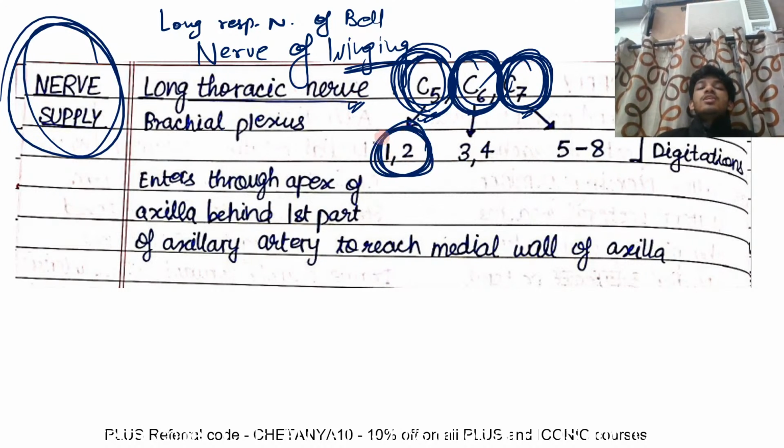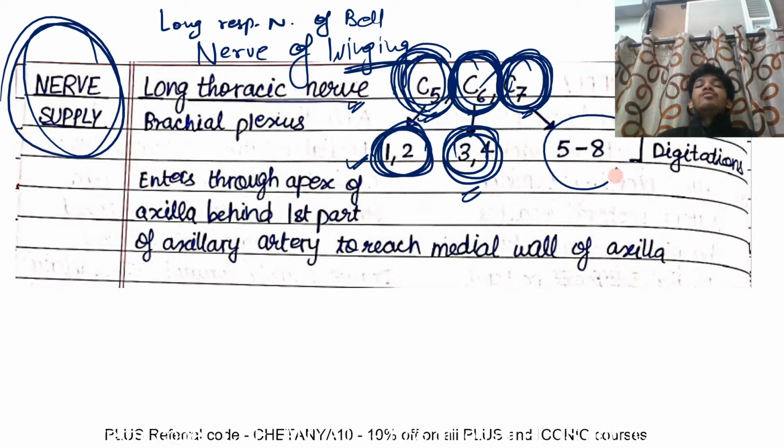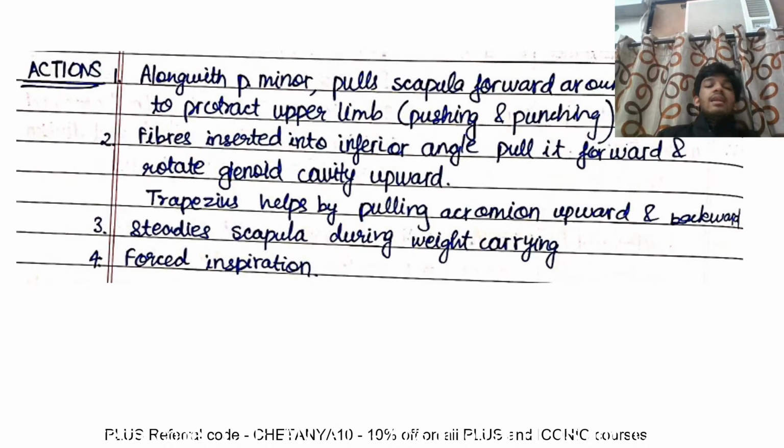The first two digitations are supplied by C5. Third and fourth are supplied by C6, and fifth to eighth are supplied by C7. It is coming from the brachial plexus and it enters through the axilla to reach the medial wall of the axilla to supply it. So I've told you one action is protraction. This is the most important one.